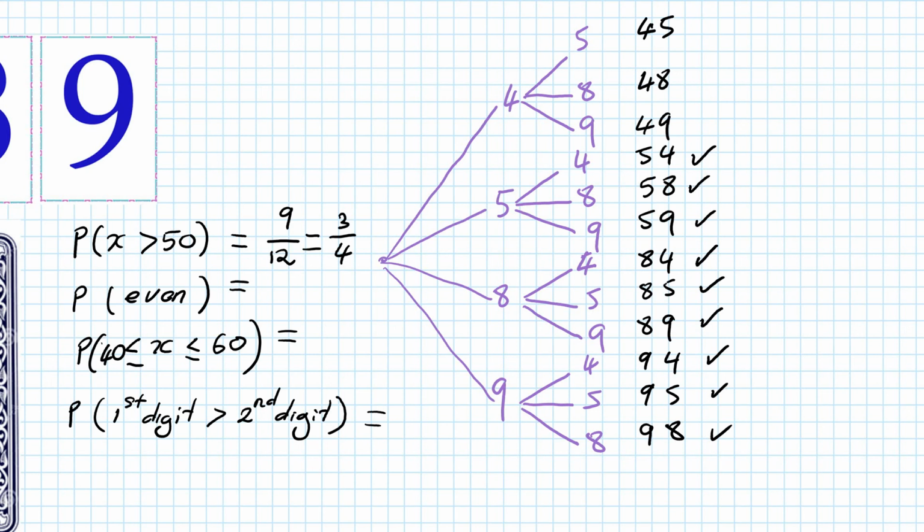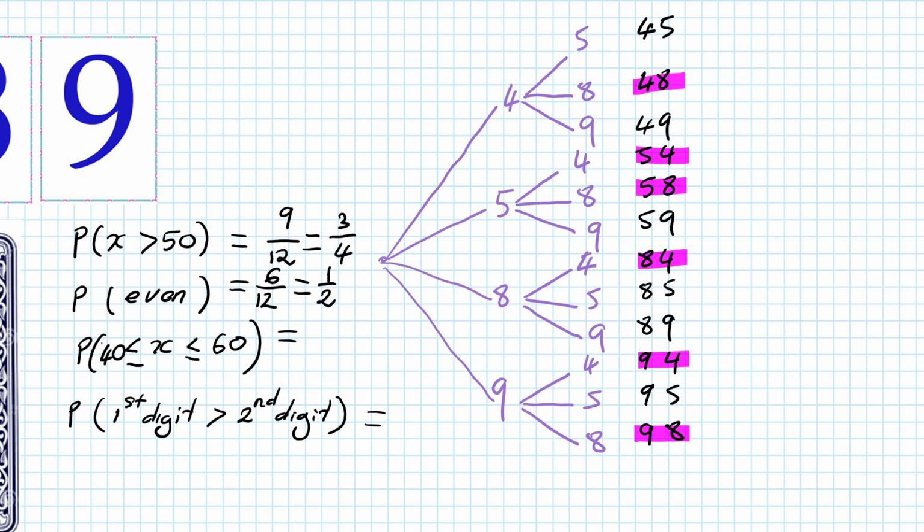Now, let me clear this first. The second one is, what is the probability of getting an even number? Even number means the last digit must be even, right? So these are the ones: 48, 54, 58, 84, 94 and 98, which is 1, 2, 3, 4, 5, 6. So that is 6 out of 12. 6 out of 12 is a half.